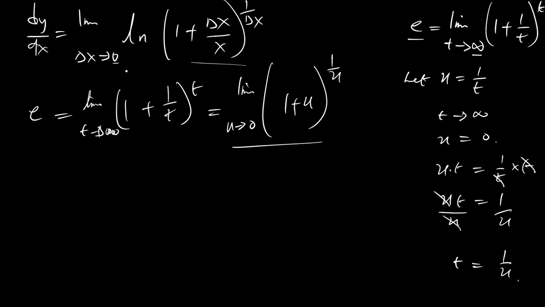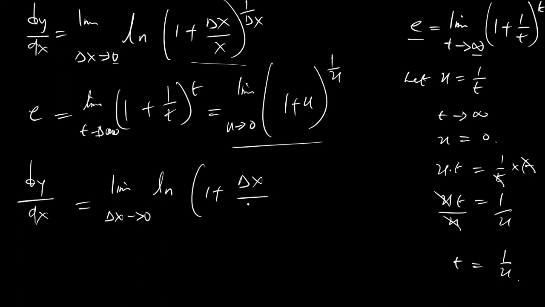So this is now the same as this. How can we now make this the same as this? Let's write down delta y all over delta x, which is equal to the limit of delta x tending to 0 of ln of 1 plus delta x all over x, raised to 1 all over delta x.